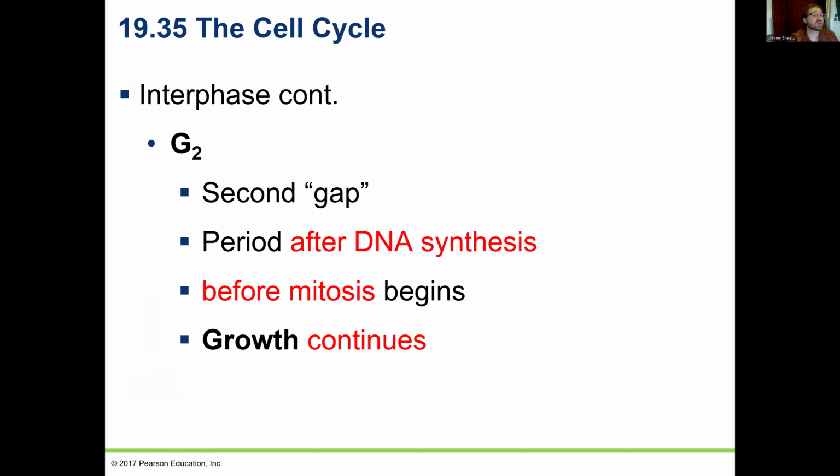After that, we enter G2, also known as gap 2. This is a period after DNA synthesis before mitosis begins. So they have a double set of DNA, but they're still doing their job, and growth is going to continue.